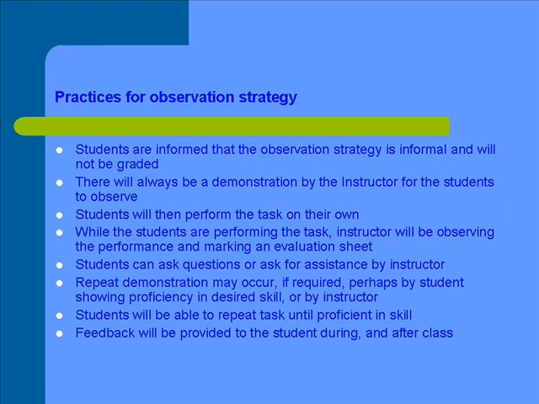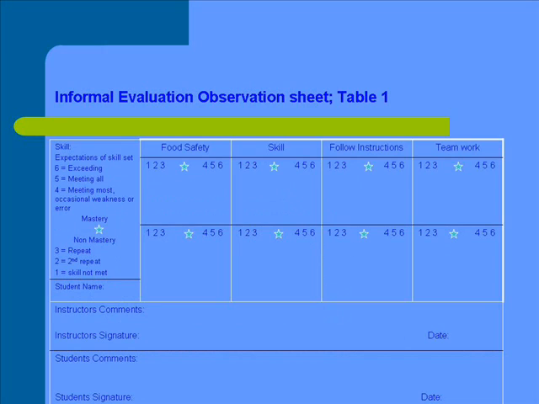Good practices for observational technique are: students are made aware of how the observational technique works. Students will always be able to observe first and then model the task. Students will be observed during their performance by the instructor to ensure mastery of the skill. The instructor will repeat it if it is viewed that the students are unable to perform the task properly. Students can ask and receive feedback during and after the class.